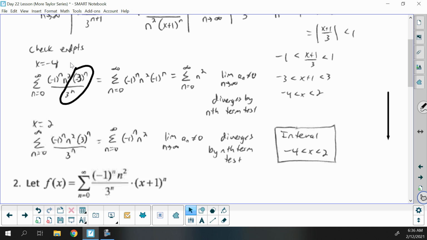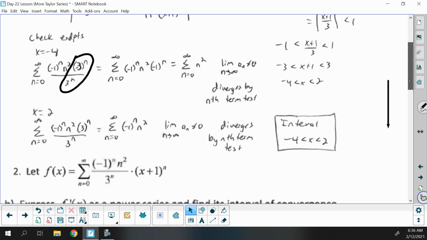Pretty much the same idea with 2, just you'll end up still with the negative 1 to the n. So that's going to alternate, but the terms are still not going to go to 0. So that also diverges by the nth term test. So we don't include either endpoint in our interval.